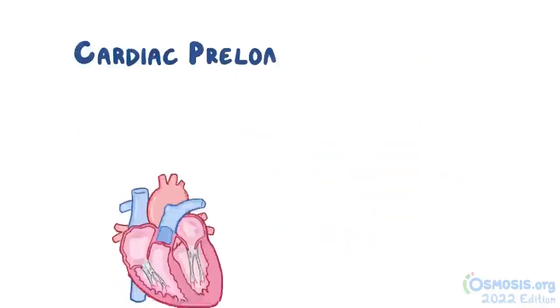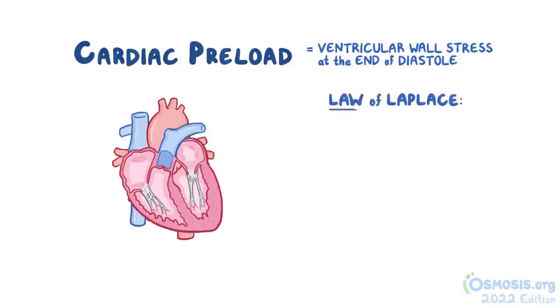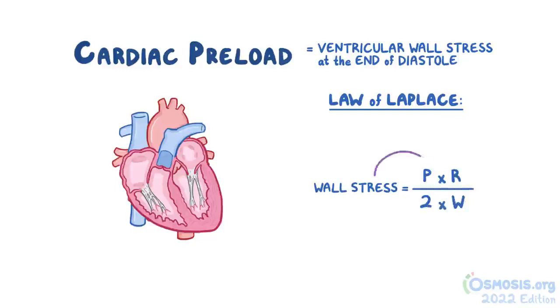So cardiac preload can be defined as the ventricular wall stress at the end of diastole. And it can be calculated using the law of Laplace, which states that wall stress equals pressure P times radius R over 2 times wall thickness W. Another way to say this is that cardiac preload is directly proportional to the end diastolic pressure and radius of the left ventricle, and indirectly proportional to 2 times the ventricular wall thickness.